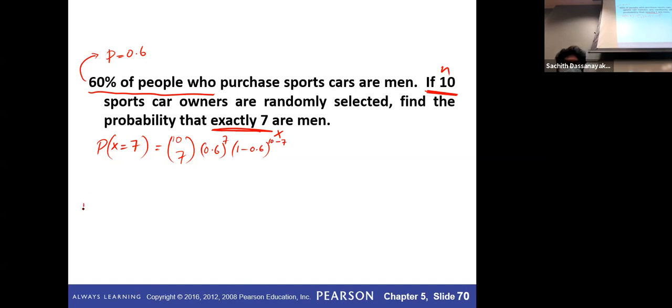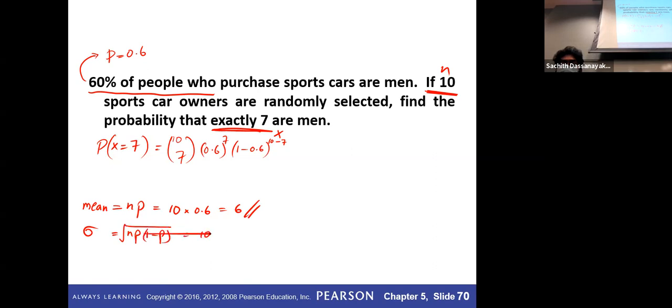Okay, what's the mean? I'll write it for you. What's the mean? N times P. What is N? 10. What is P? 0.6. So mean is 6. What is the standard deviation? Square root of NP times 1 minus P.